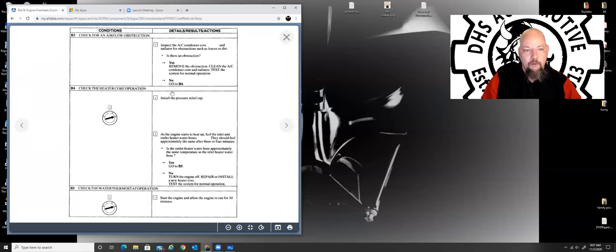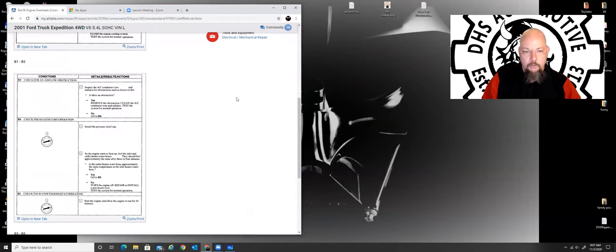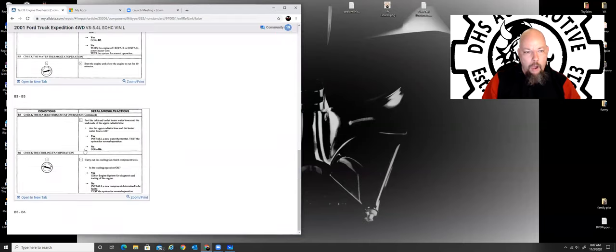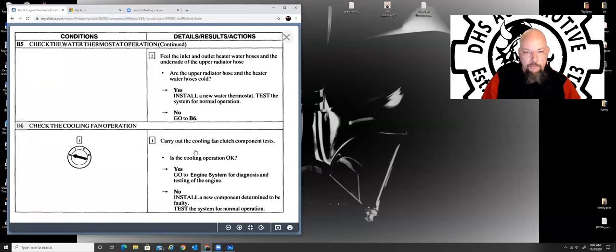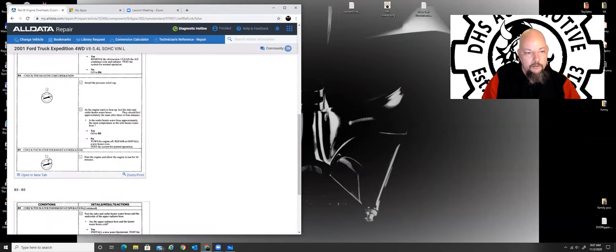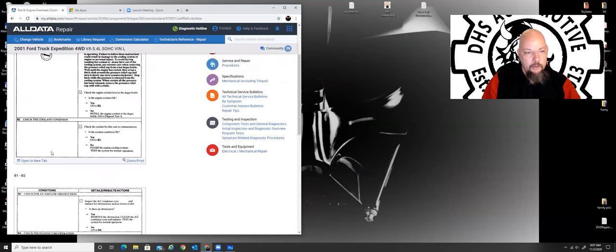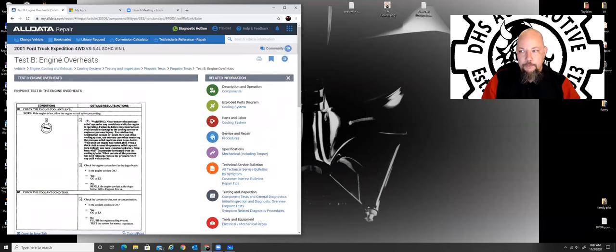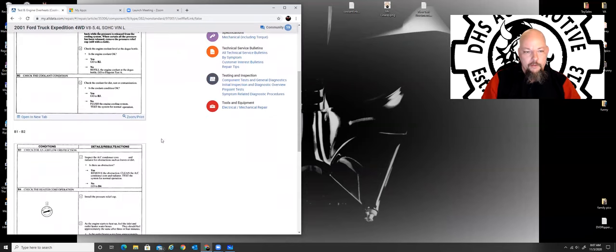You have checking for airflow obstruction, check for heater core operation, check the thermostat, answering yes and no questions as you carry along. More about checking the thermostat. Check the cooling fan operation to see if it's working. Now, one thing I noticed that it did not mention is water pump function, which you would want to check. That's one of those things that's so screamingly obvious they don't put it in here, because you would notice mechanically if that was really bad, okay?